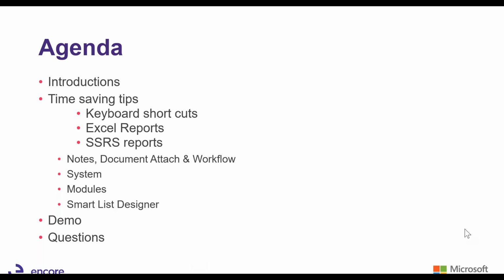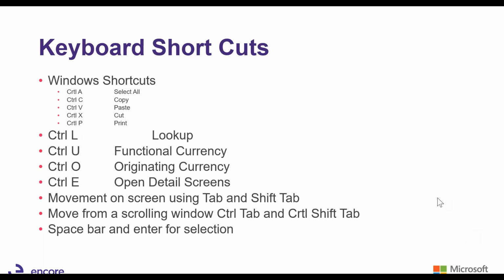So the first thing I want to talk about is Windows shortcuts. These are some of the shortcuts that are available to us. We have the standard Windows shortcuts. These shortcuts work all through Windows applications, including Microsoft Dynamics GP. The Control-A selects all in a field, which is good. Control-C copy, Control-V for paste, Control-X for cut, and of course Control-P brings up the print menu.